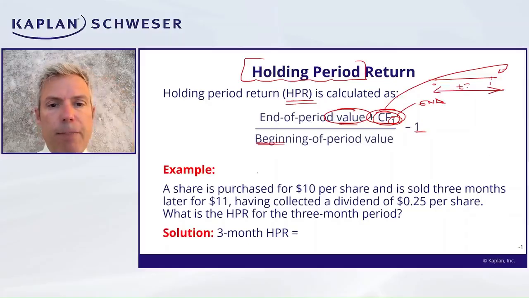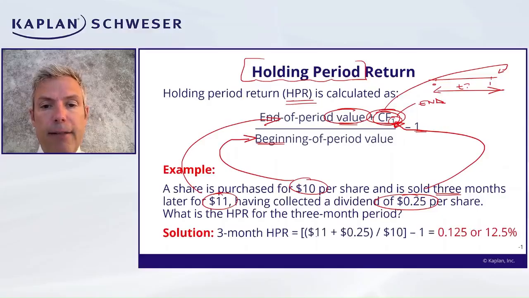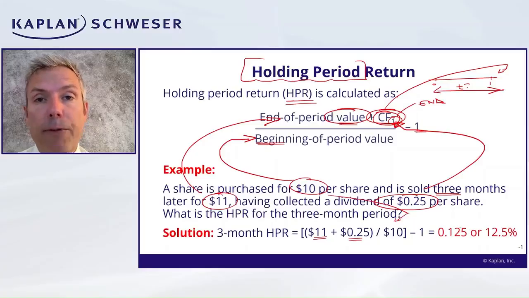All right, so have a look at this. A share is purchased for $10 per share. That's your beginning period price. Sold 3 months later, that's your holding period, for $11. That's your end of period value. And look at this, having collected a dividend of 0.25 per share. So if we assume we collect that at the end of the period, what we know is that we've got $11 end value, a 0.25 income. If we add those together, we get 11.25. Divide by the 10 we started with, and we get 1.125. And then you subtract the 1 and you'll get 0.125. Remember, 0.125, what comes out of a calculation is a decimal.